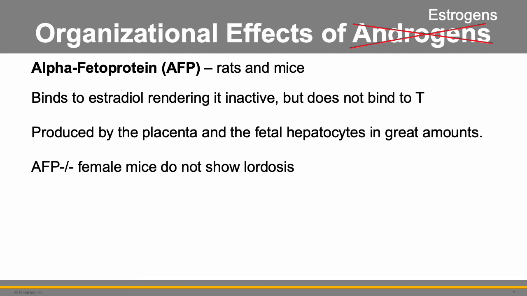We can create knockout mice, mutants that are unable to make AFP. Females that are unable to make AFP do not show lordosis as adults, which is what you would expect if a female developing embryo were exposed to high levels of estradiol in the brain. It would change the neuroanatomy, the neural architecture, and it would have an organizational effect that would prevent the mechanism that is involved in lordosis.